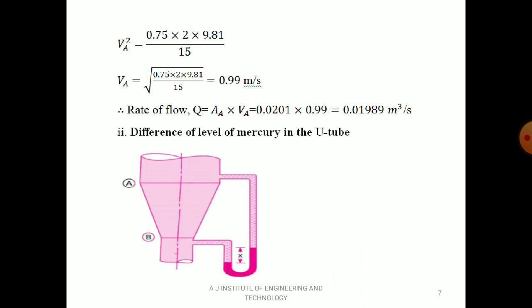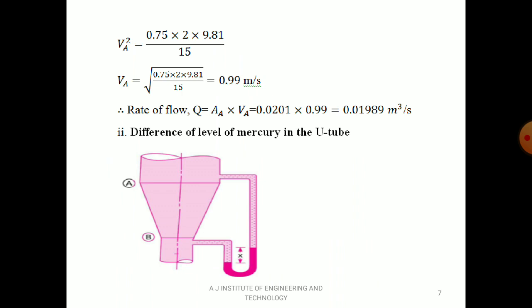So now VA square equals, just cross multiply or rearrange, 0.75 into 2 into 9.81 divided by 15. So VA equals square root of 0.75 into 2 into 9.81 divided by 15. So VA value is 0.99 meter per second. This is the velocity at section A, that is equal to 0.99 meter per second. Therefore rate of flow Q equals AA into VA, so that is equal to 0.0201 into 0.99.